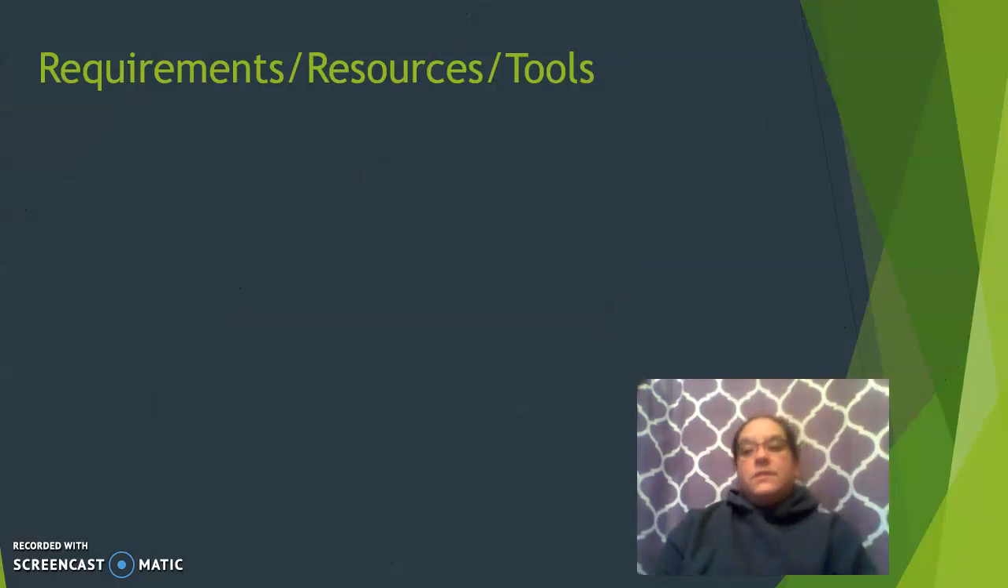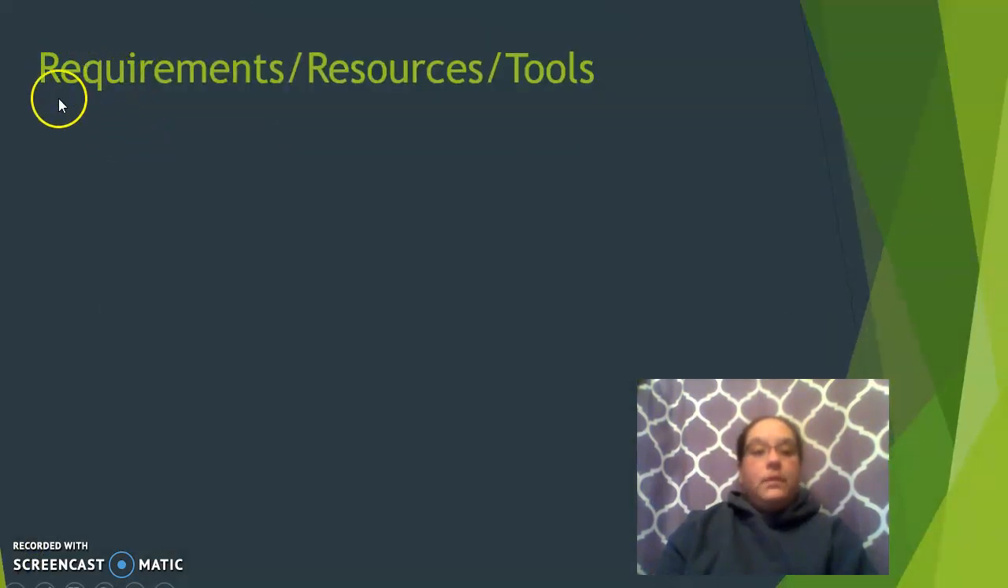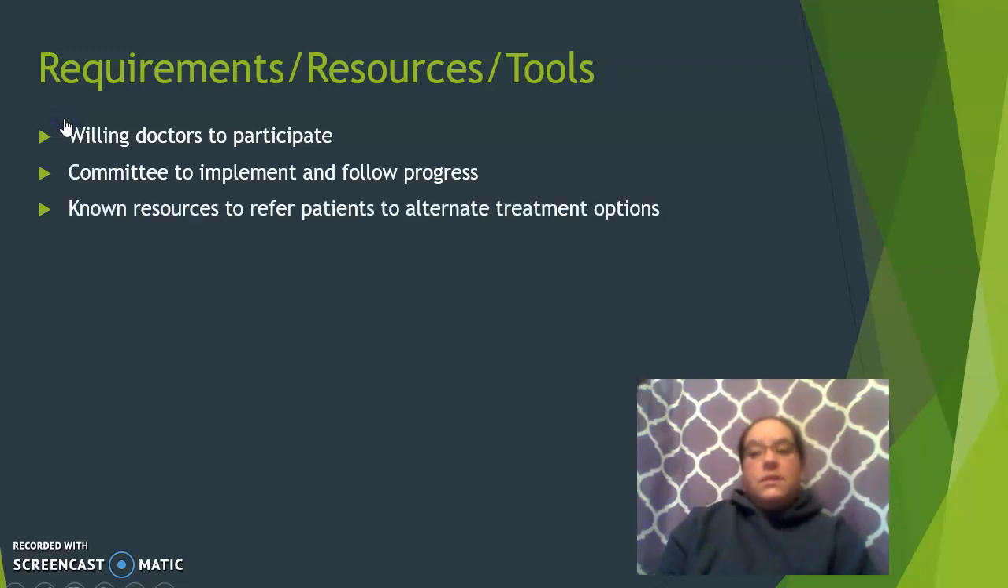Some of the requirements for this implementation to be successful are willing doctors to participate in using other drugs to treat pain and to be on board with not prescribing as many opioids for patients. A committee to implement the program and to follow the progress. A determination of who is responsible for knowing and updating the resources and community for the doctors to be able to refer to when suggesting alternative methods of treatments to patients.